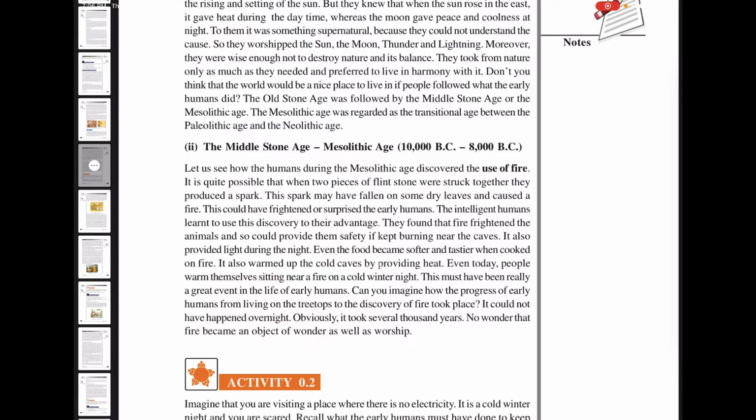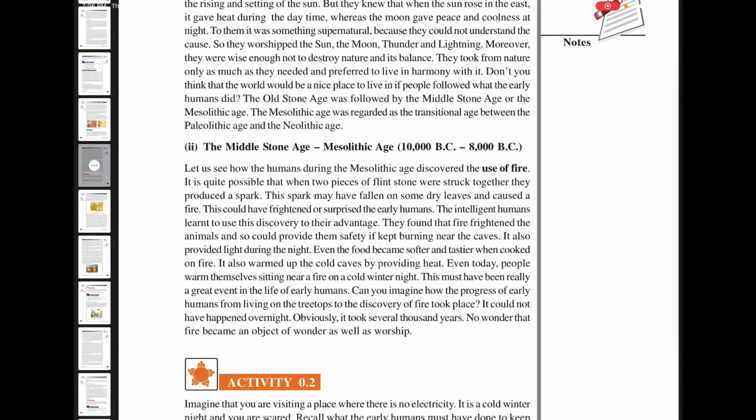The Mesolithic Age was regarded as the transitional age between the Paleolithic and the Neolithic Age. The Middle Stone Age or Mesolithic Age, that is between 10,000 BC to 8,000 BC.